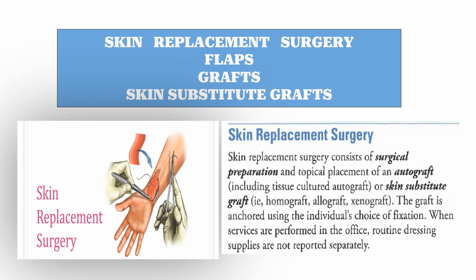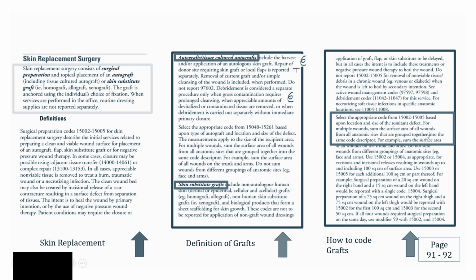Now the skin replacement surgery mainly consists of two steps. One is the skin preparation, that is step 1, and step 2 is the topical placement of the graft. So let's go deep into that. These are the guidelines that you will see in your book, where there is a definition of the surgical preparation code, then the various grafts which are there, what is the skin substitute graft. So you can just go through all this theory that will help you to understand this particular section better.